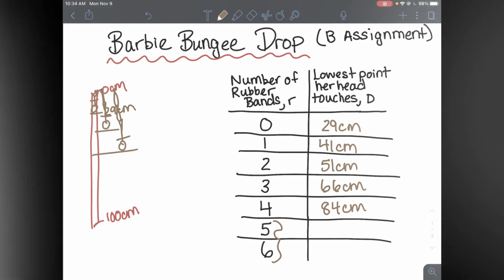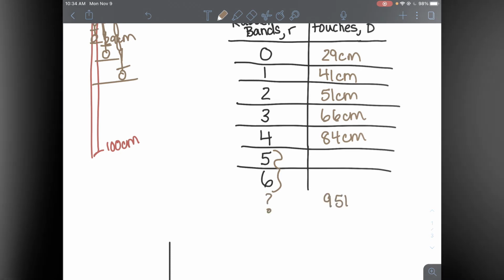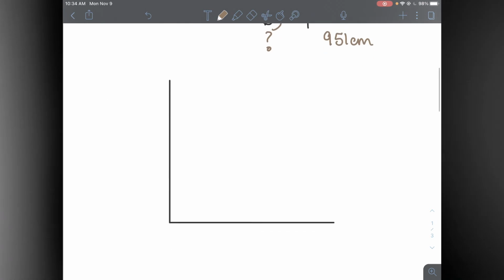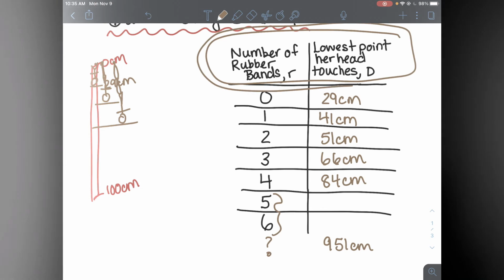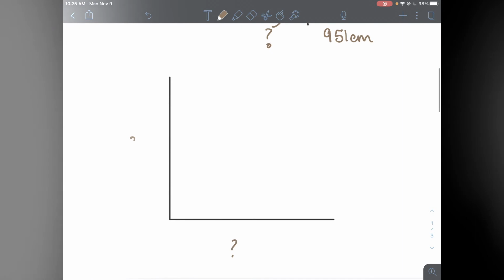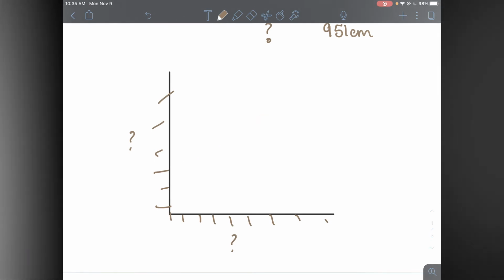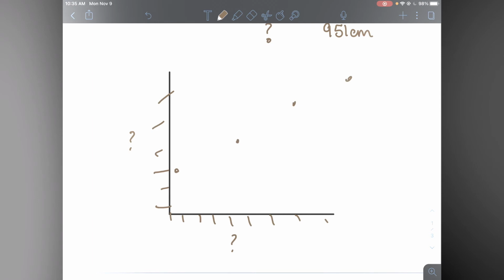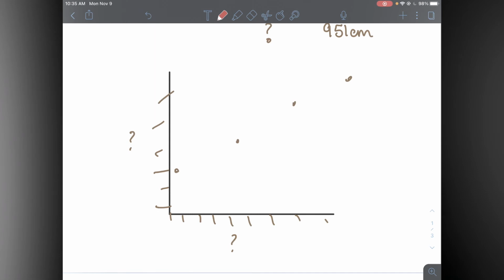So what I would suggest, the most accurate way to figure out exactly how many rubber bands will get us to 951 centimeters, would be to make a graph. So graph this table of values. You should be able to figure out what's going to go on the x-axis and what's going to go on the y-axis. Create a scale and draw a graph. You're going to be plotting points. Since this is a grade 9 course, and we only really know linear, we're just going to assume that this hopefully makes a linear relation.